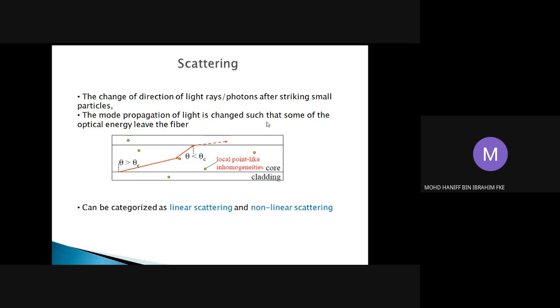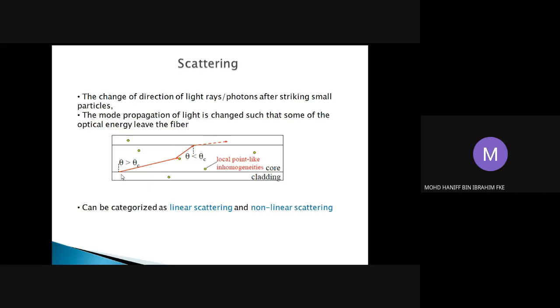of this light which is initially propagating in the core, but somehow it will then propagate in the cladding due to some effect, which includes the effect of scattering. Okay, so if we base it on this diagram, this is a ray of light, a mode.